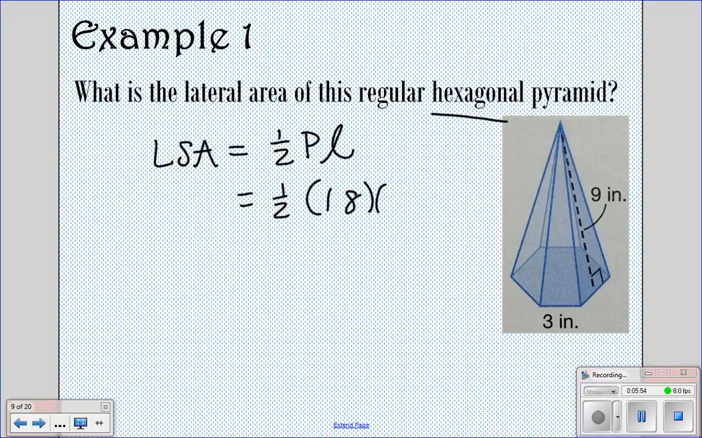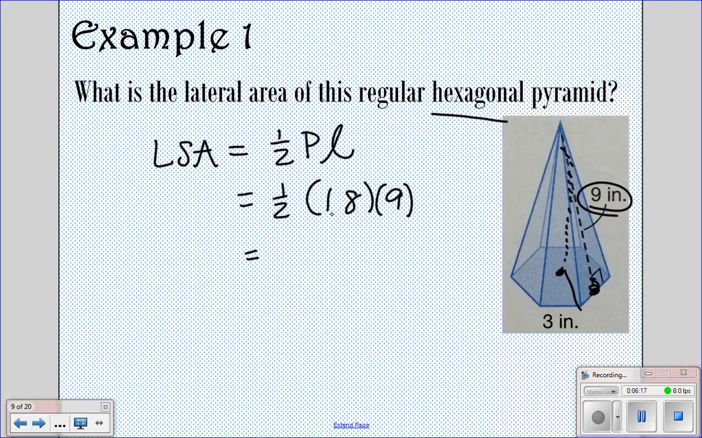Then the slant height, they tell us, is 9. That's what this number right here is. They drew it in for you. That's the slant height. It did not go to the center. If it had gone to here and it had gone up this way, that would have been the height of the pyramid. They gave us a slant height because it goes down to the side over here of your base.